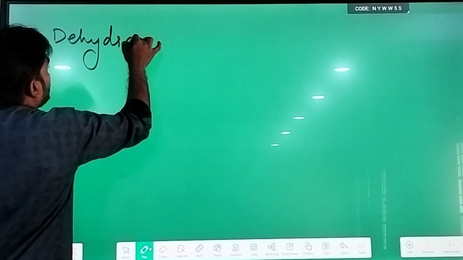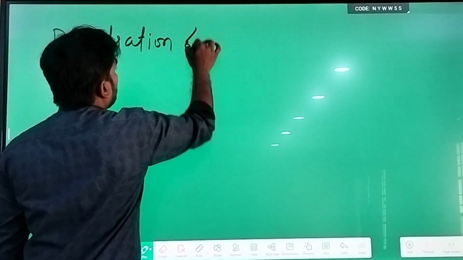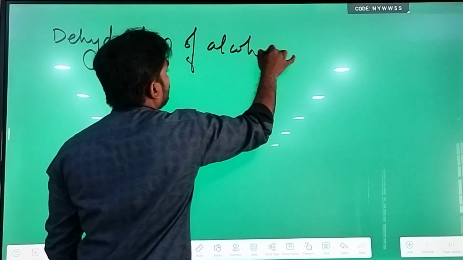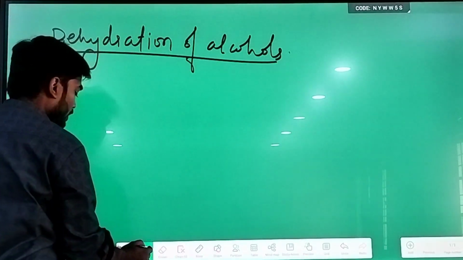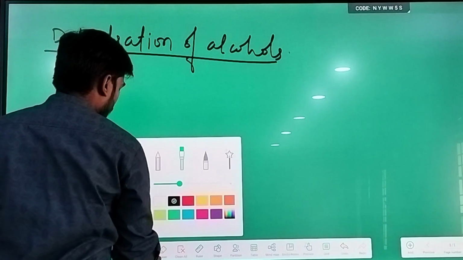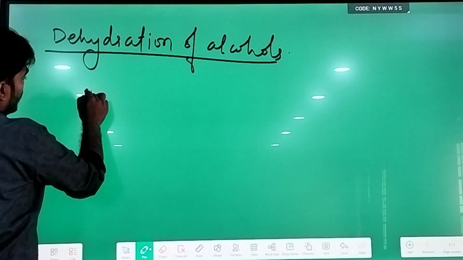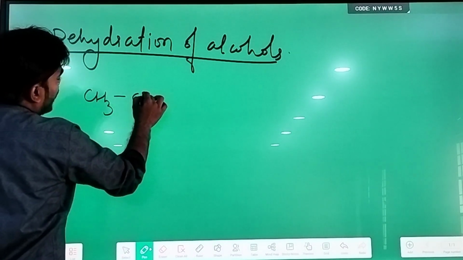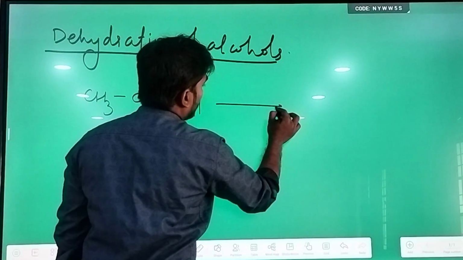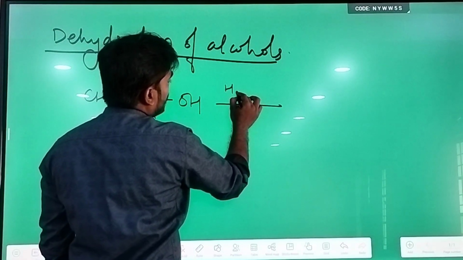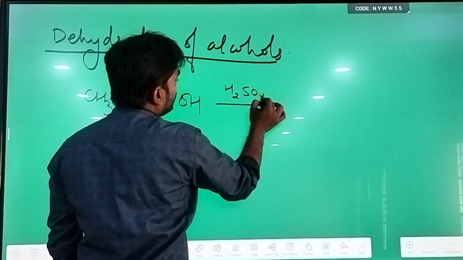Topic name is dehydration of alcohols. What generally happens here? Suppose I have an alcohol and I use here concentrated H2SO4.